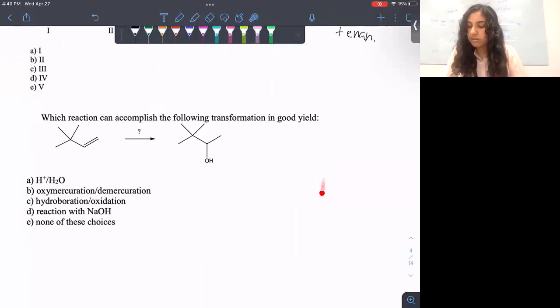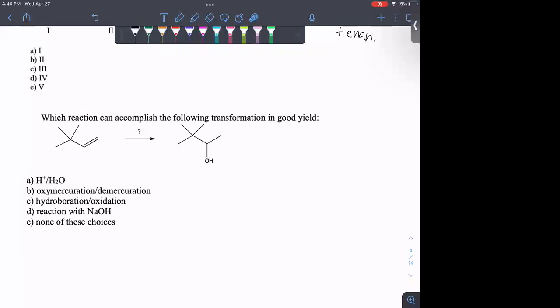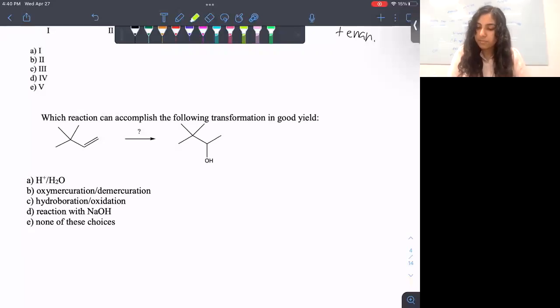So for this one, did you answer B for this as well? Okay. Yes. Yeah, you're right. So it's going to be B for that one too. You know it's B because this was our Markovnikov addition. So the alcohol got added to the more substituted side of the alkene. So we know it was either acid catalyzed hydration or oxymercuration demercuration. It could not have been this one.